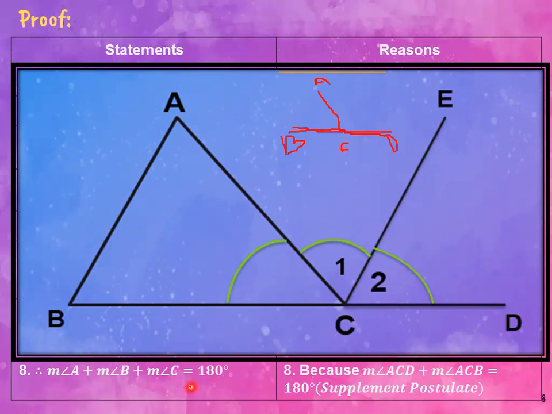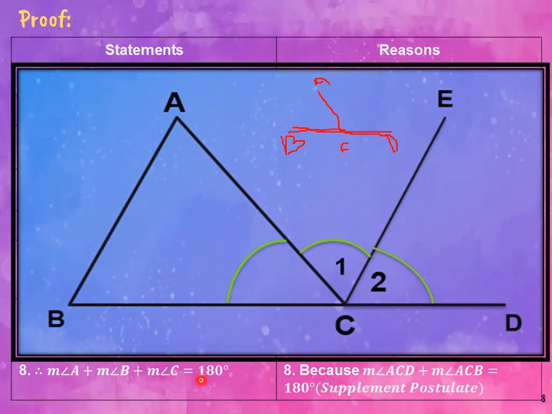So here you have proved that measurement of angle A plus measurement of angle B plus measurement of angle C will be equal to 180 degrees. So this is the thing that you had to prove. Understand? Clear or not? Please tell me, is it clear or not?